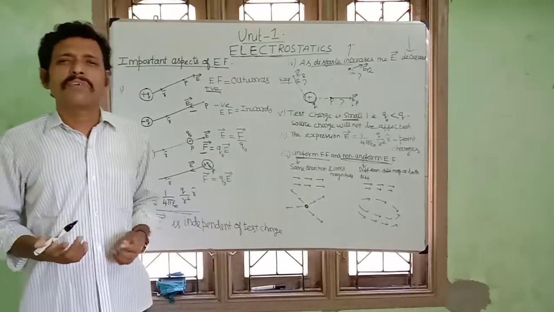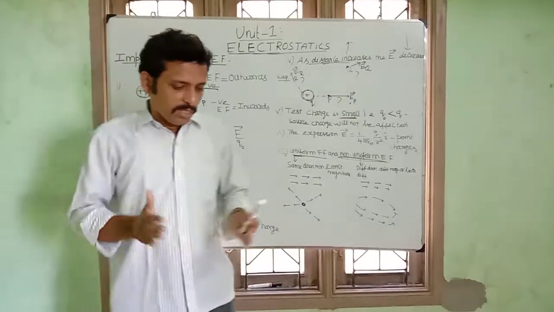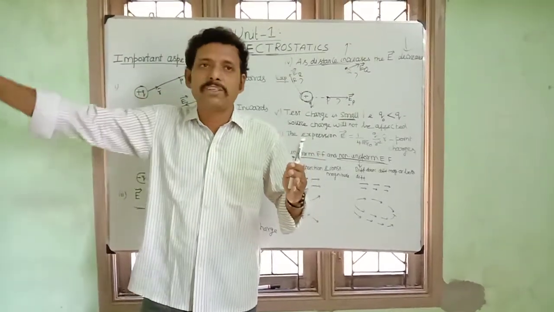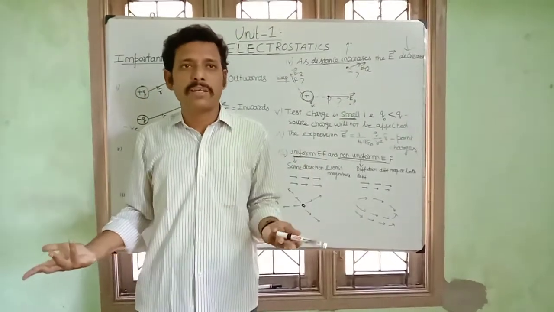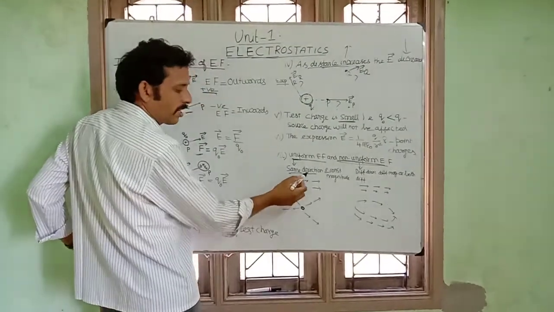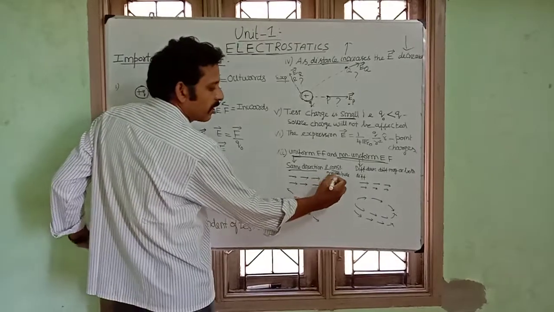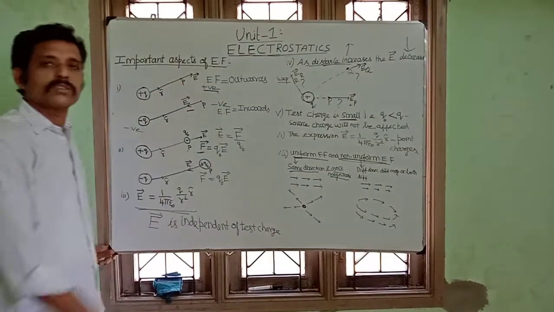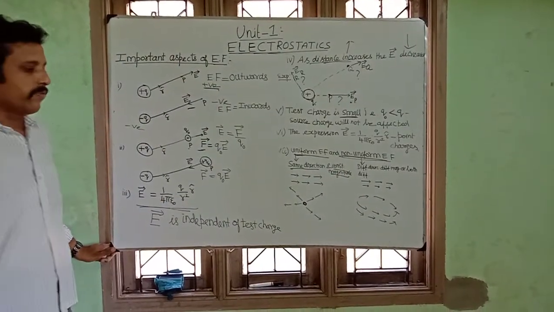What is a uniform electric field? Very simple. If the magnitude is the same and the direction is also the same, then it is called a uniform electric field. See here, the same direction: see the arrow mark, the direction is the same. See the length, constant magnitude. Then it is called a uniform electric field.